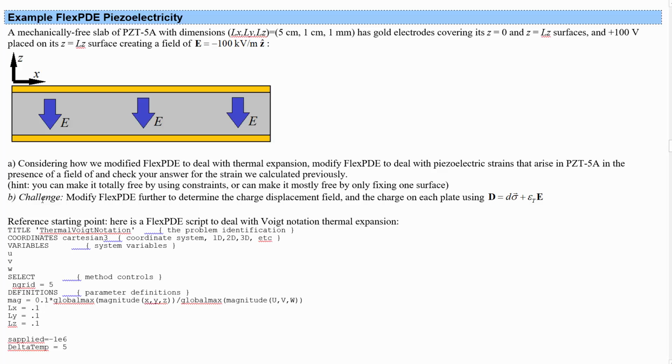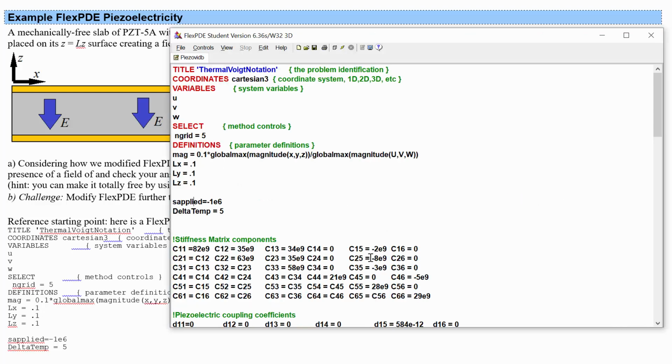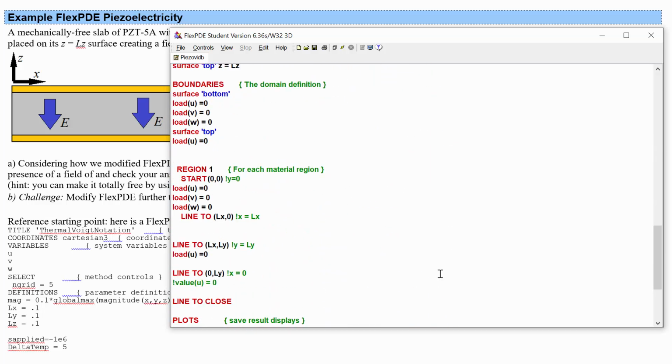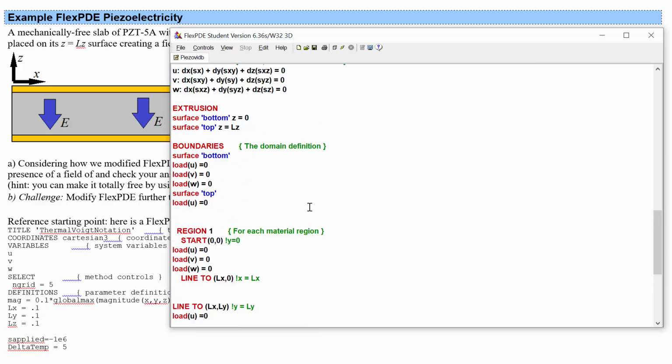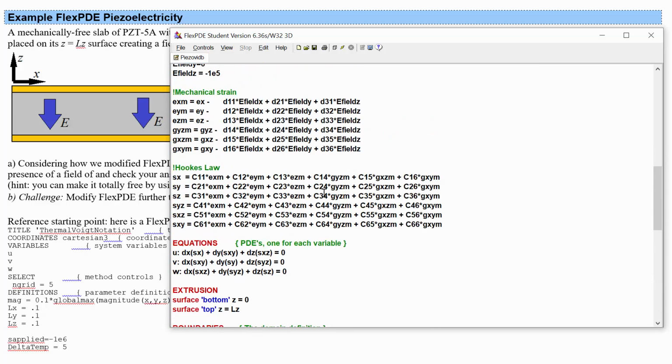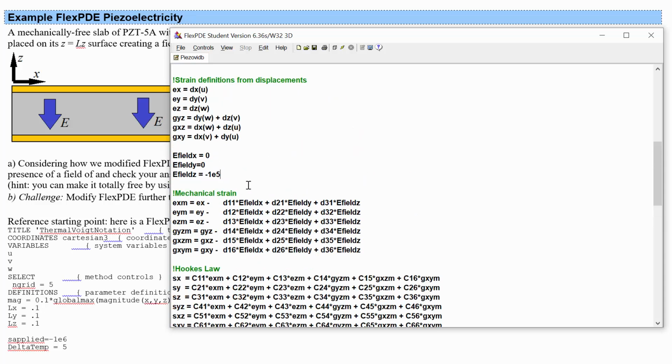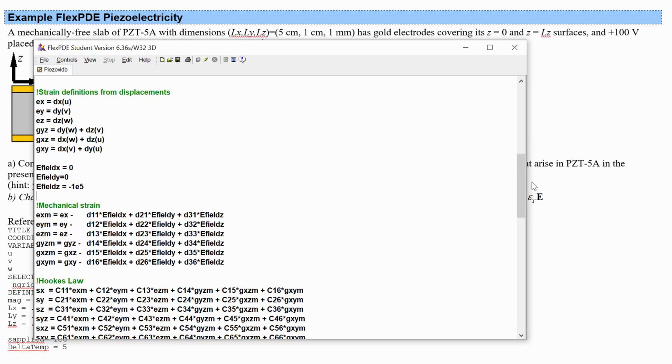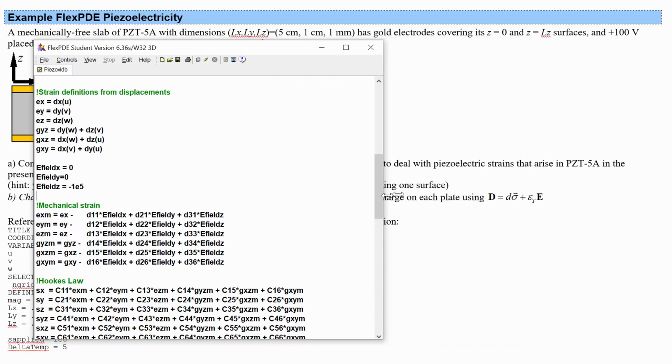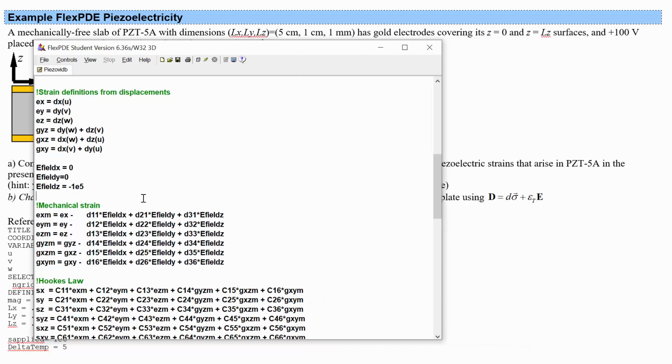Okay, the next part is to try to modify FlexPDE further to determine the charge displacement field, D, and the charge on each plate using this. Right, so yes, let's give it a shot. To figure out the charge on each plate, there's a couple of different things that we might do here. We can directly still leave the electric field as it is, and now that we know the electric field, we can compute what the D field is.